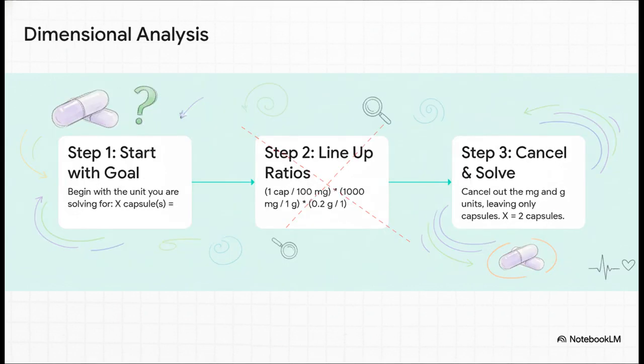And finally, dimensional analysis. Now, I know this one can look a little intimidating at first glance, but it's incredibly powerful because the units themselves guide you to the right answer. You just line everything up so that the units you don't want, like milligrams and grams, cancel each other out, leaving you with just what you're looking for, capsules. And what do you know? The answer is still 2 capsules.